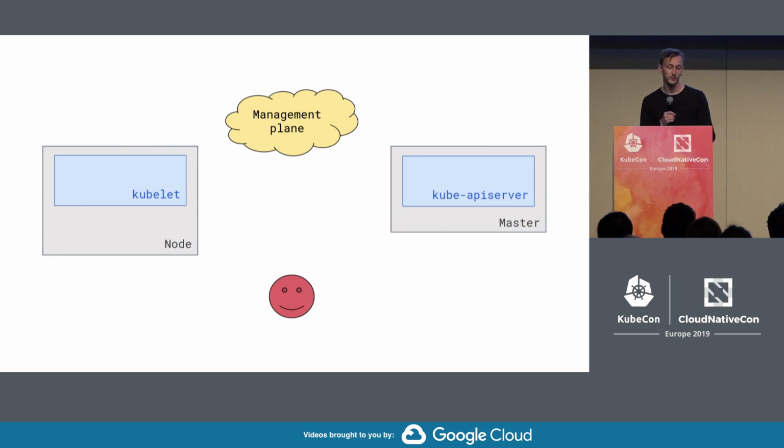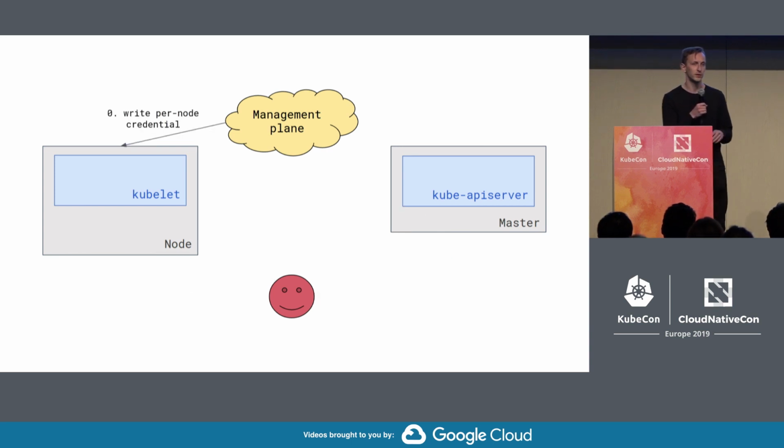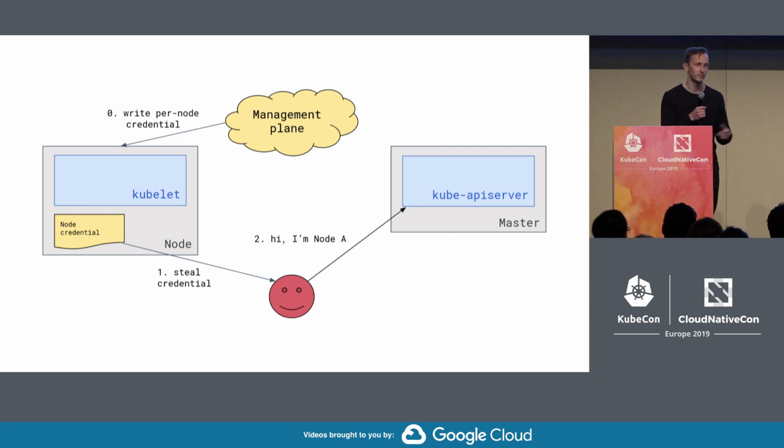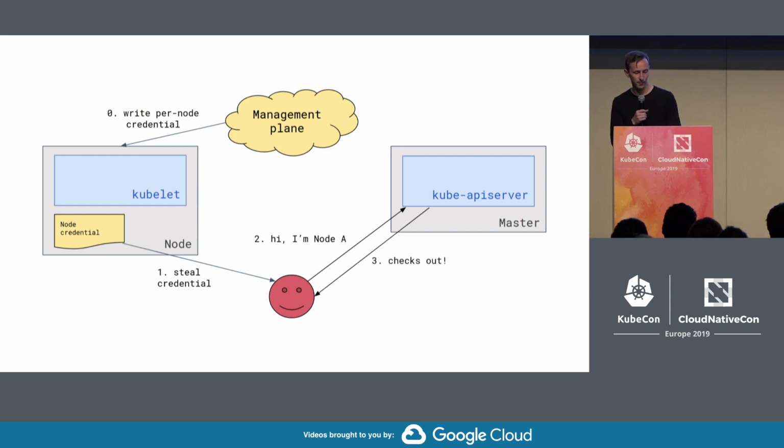We can do a little better by issuing credentials that are unique to each node, so each node gets its own unique credential. But it's still not great because the attacker can just wait for the CSR process to complete. They can grab that node credential off of the disk and just pretend to be that node. Just slightly better. You can't mint arbitrary identities, but it's still pretty bad. It doesn't accomplish our goals.